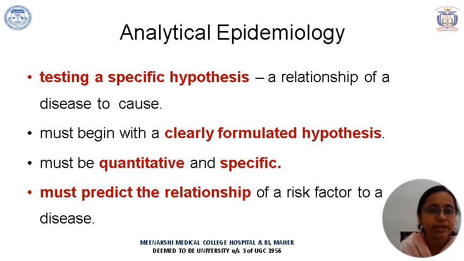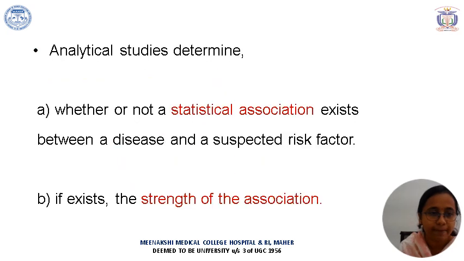So analytical epidemiology is nothing but testing a specific hypothesis. It must begin with a clearly formulated hypothesis and it should be quantitative and specific. And this analytical epidemiology must predict the relationship of a risk factor to a disease. And in this mainly it will tell us whether there is a statistical association or not between the disease and the suspected risk factor. And if it is there, we have to find the strength of the association.